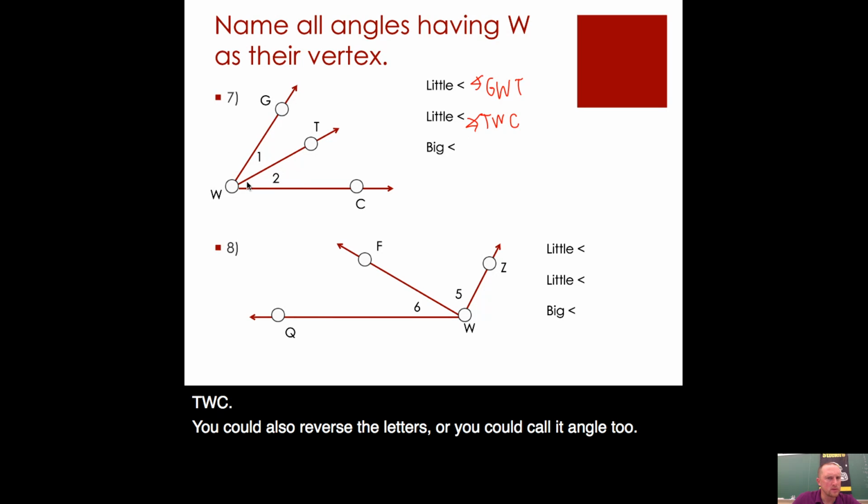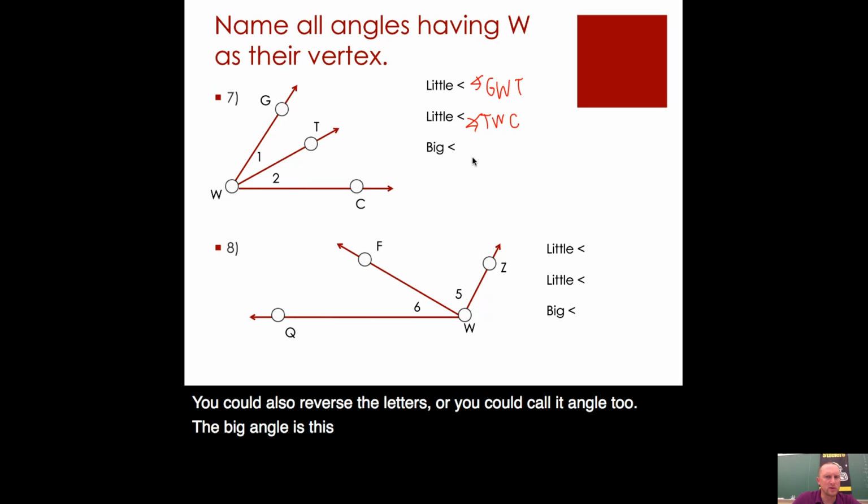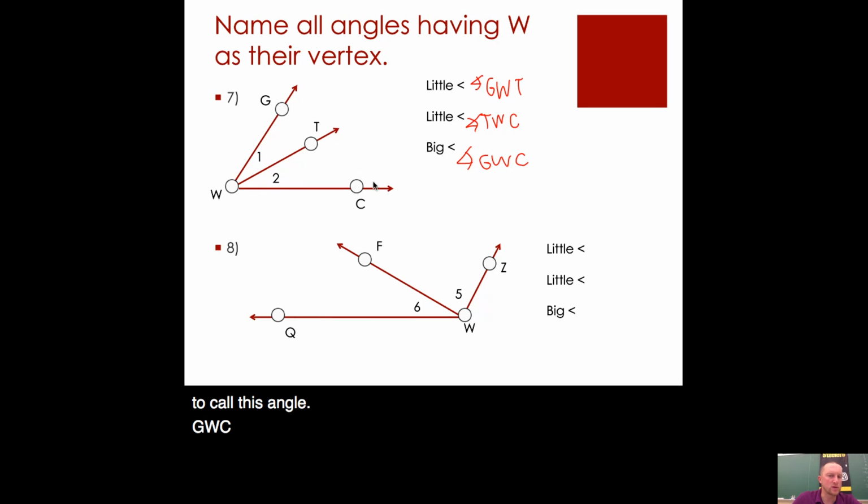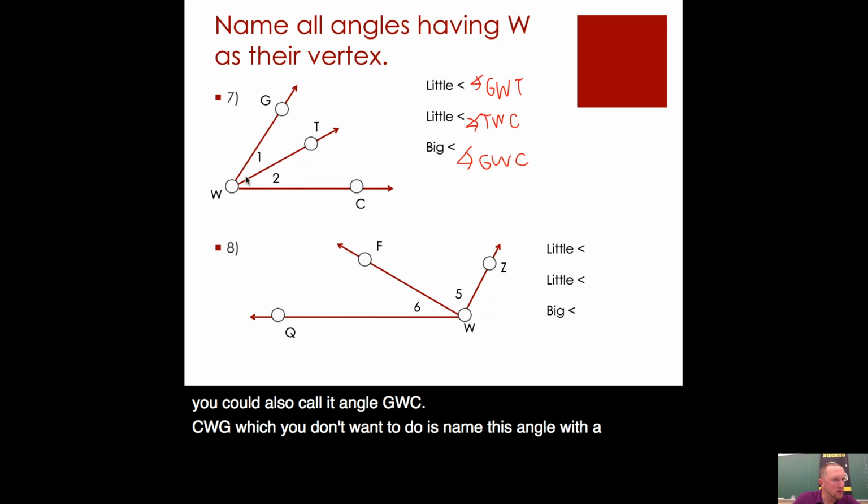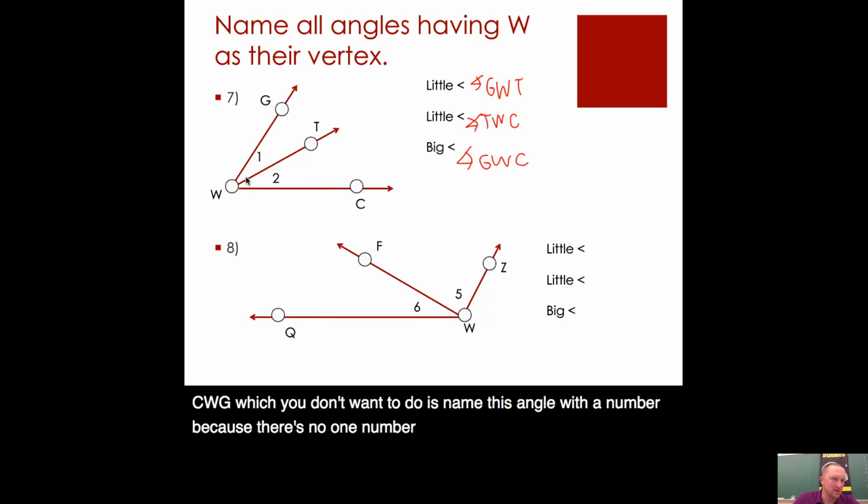The big angle is this guy. Use your finger or your pencil. We're going to call this angle GWC. You could also call it angle CWG. What you don't want to do is name this angle with a number, because there's no one number that talks about this angle, the big angle.